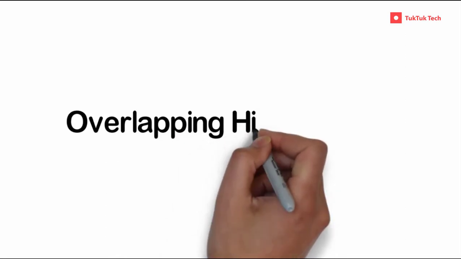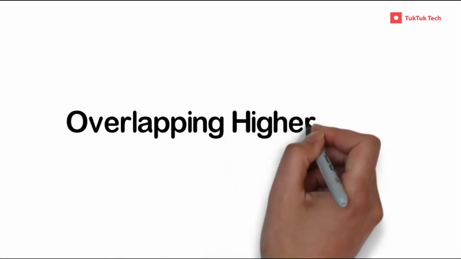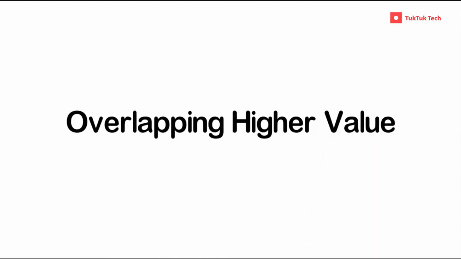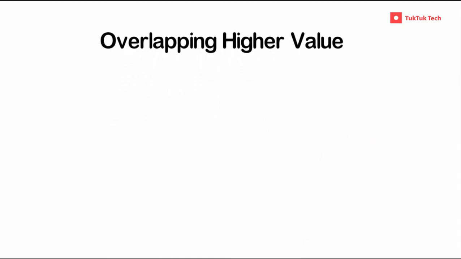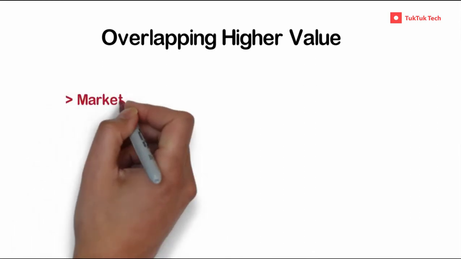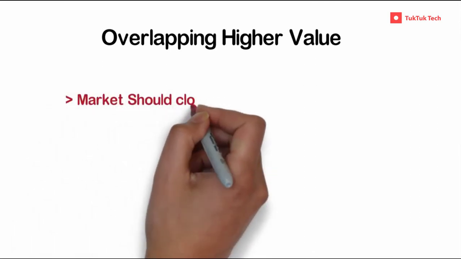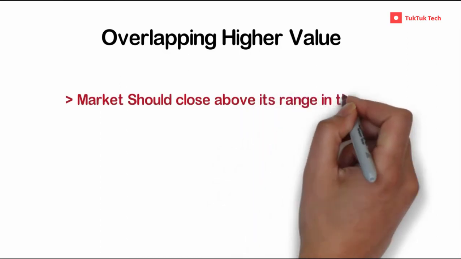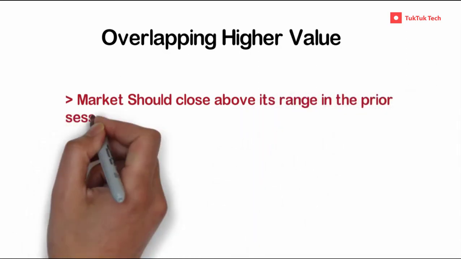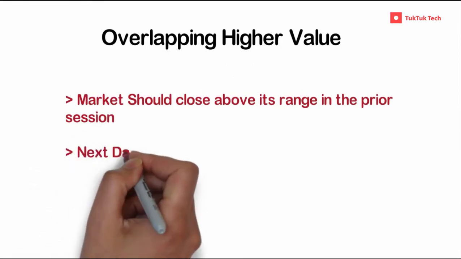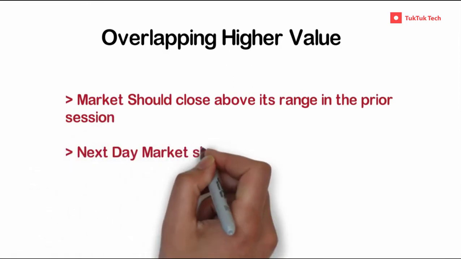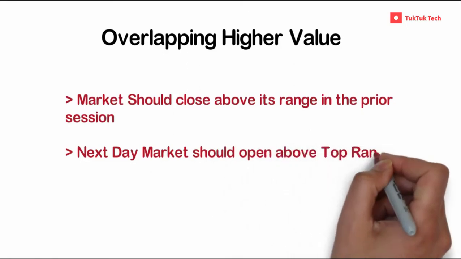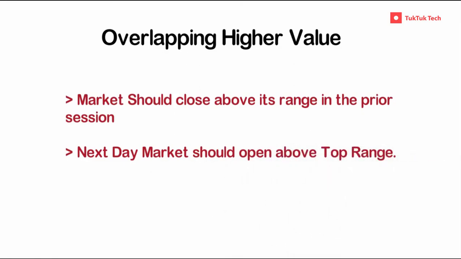The same closing and opening price dynamics are in effect for this relationship as well. If the market closes above its range in the prior session, a bullish bias should be assigned to the following day. However, where the market opens in the following session will either reject or accept this directional bias.